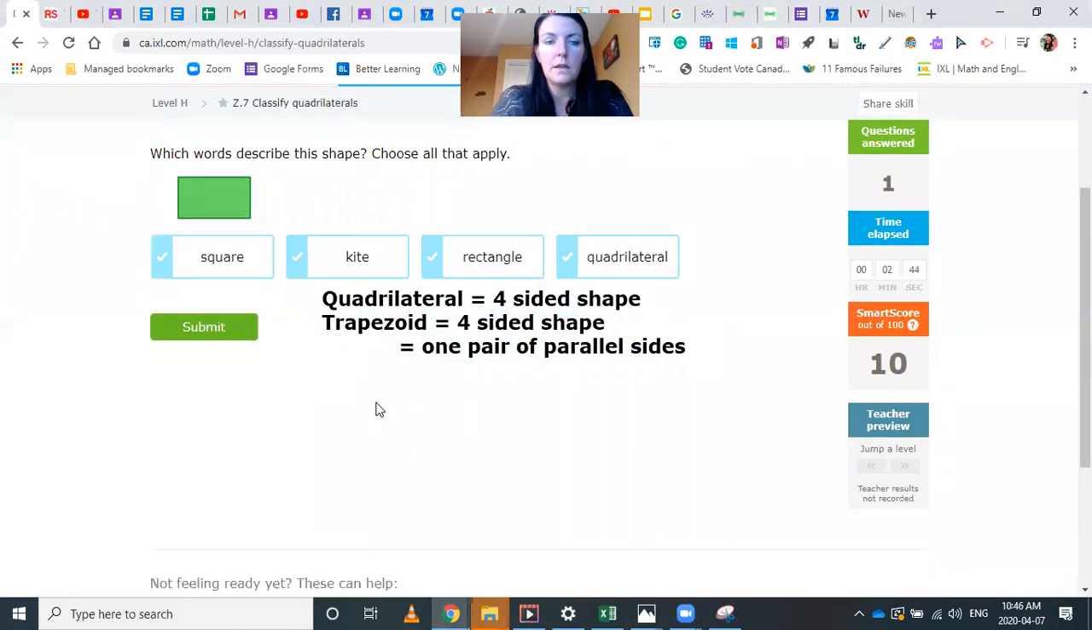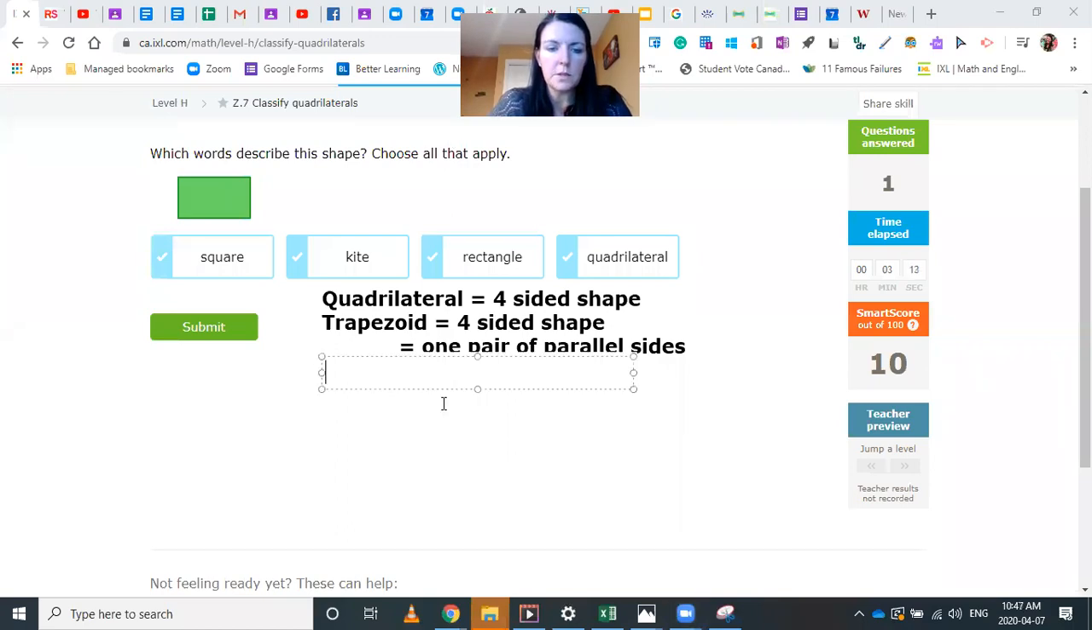Okay, let's look a little bit. You might want to go back and write down the notes that I'm making while we're going. I'm actually not going to clear what I'm writing down because we might need to add to it through these questions. Let's look at question number 2. Which words describe this shape? Choose all that apply. Is the shape a square? Let's add a few more definitions as we go.